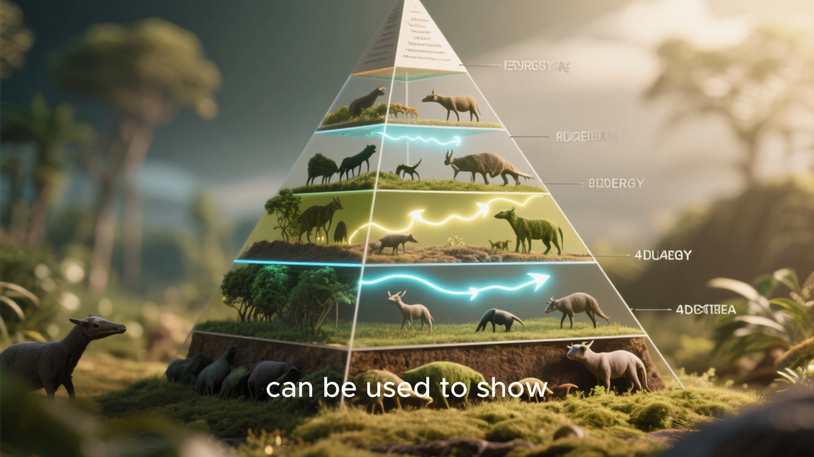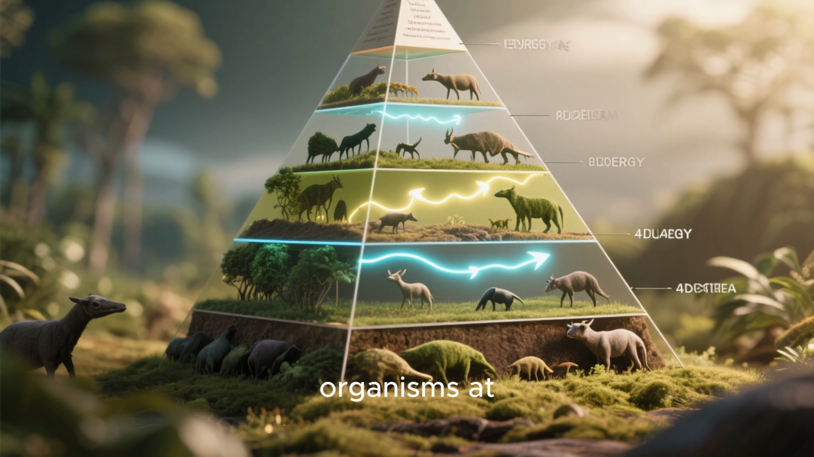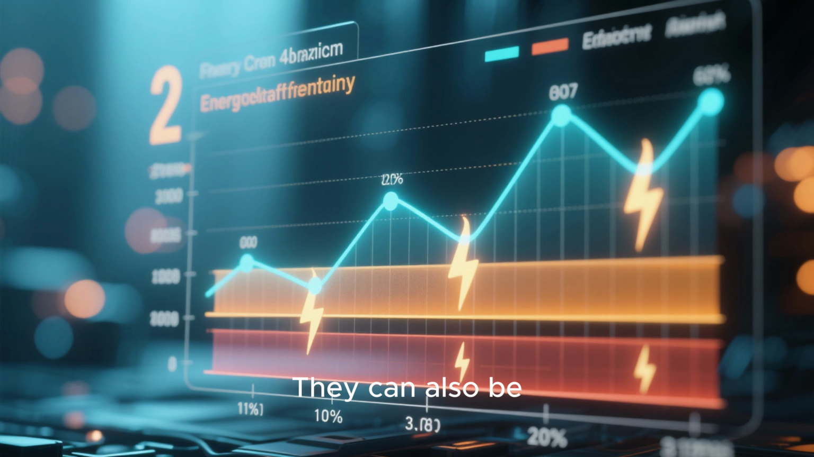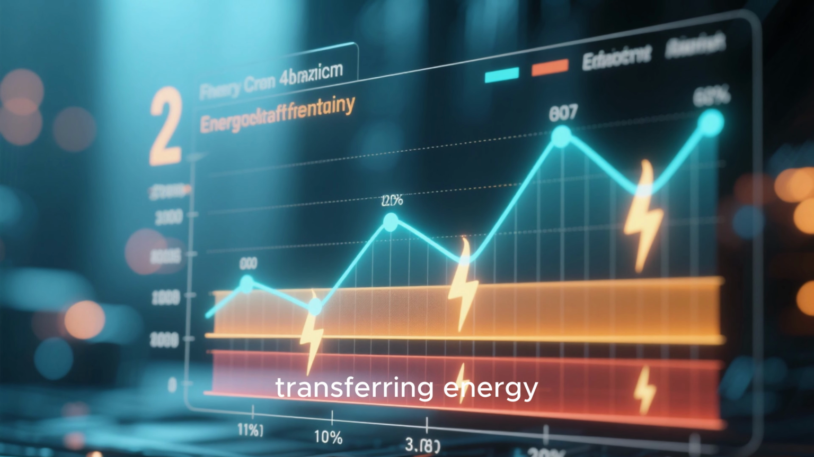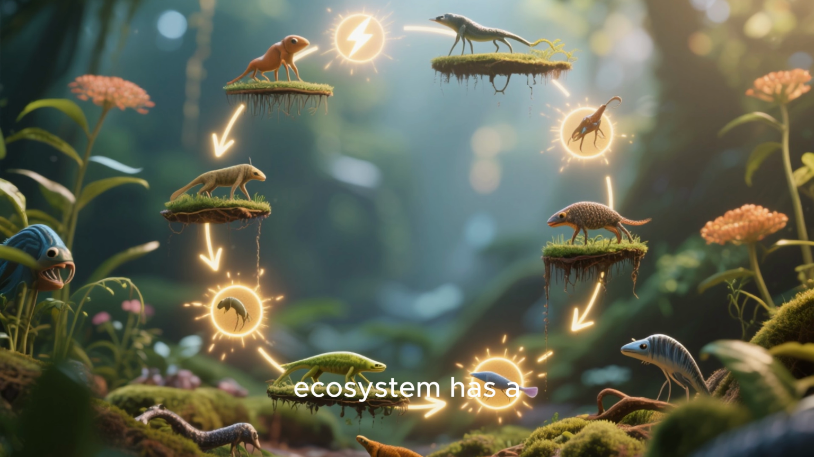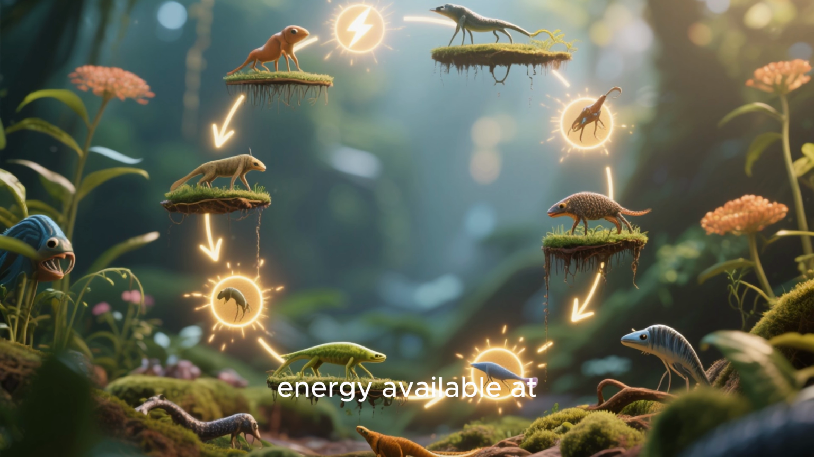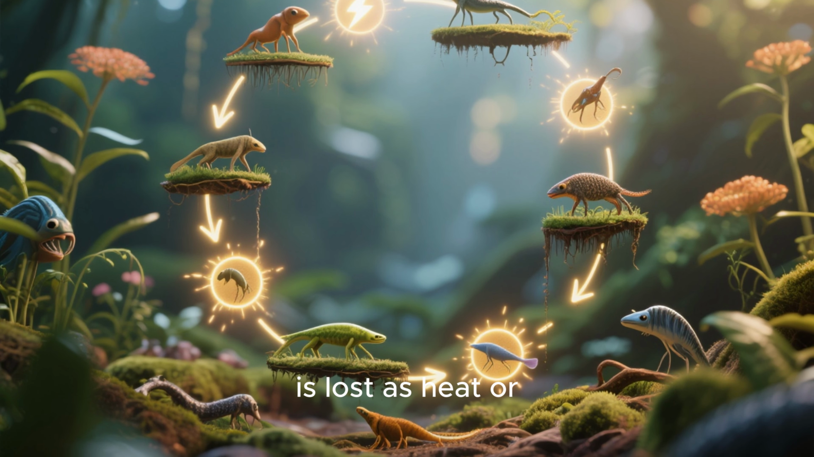Pyramids of energy can be used to show the relationship between the energy content of organisms at different trophic levels. They can also be used to show the efficiency of an ecosystem in transferring energy from one trophic level to the next. A more efficient ecosystem has a greater amount of energy available at each trophic level because less energy is lost as heat or waste.